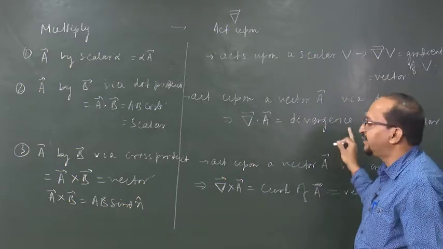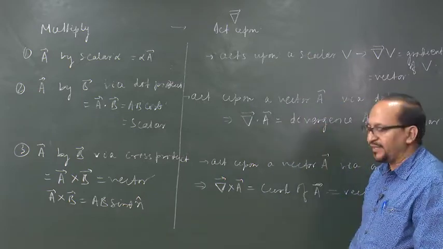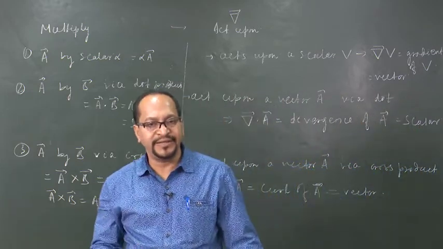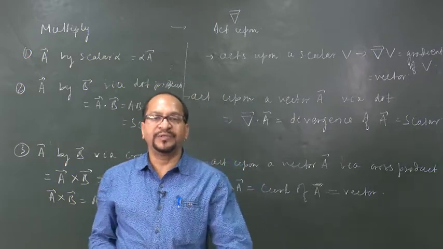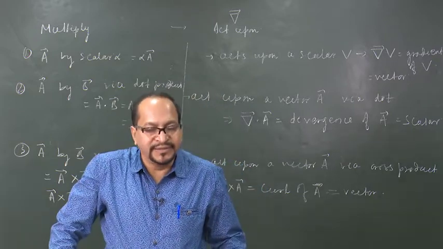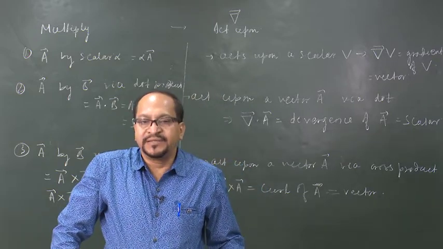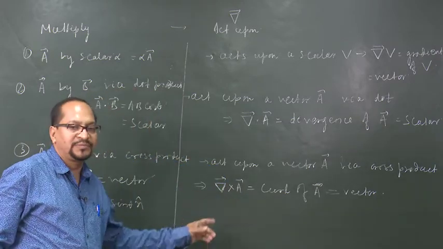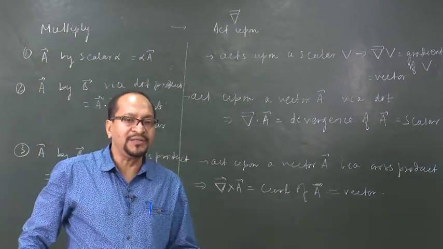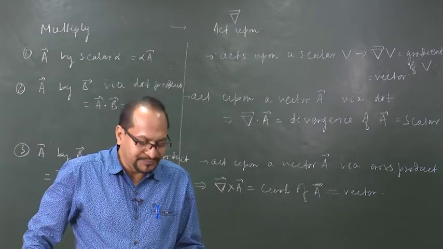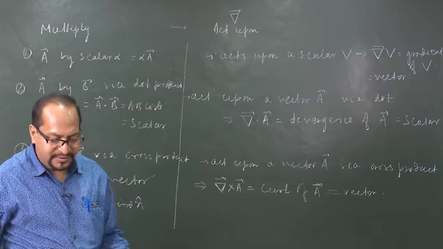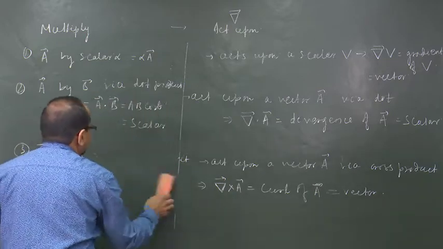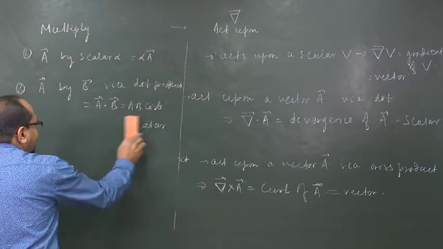Like a vector, it can be used, but it is not a vector. So, del operating over a scalar gives you a vector quantity, it is called gradient. Del operating over a vector through dot product is a scalar, it is called divergence. Del operating over a vector through cross product is a vector which is called curl of A. Now, let us elaborate more on this divergence and curl.